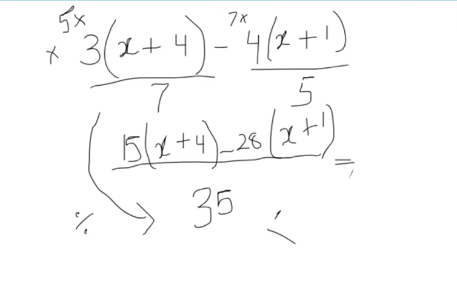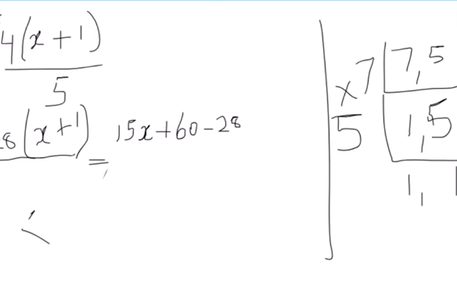Okay, now I'm going to work out my brackets. 15 by x will give me a total of 15x, plus 15 by 4 will give me 60. Alright, minus 28 by x will give me minus 28x, minus by a plus, I have minus 28 by 1 is going to give me minus 28. Okay, and there we have our numerator all over 35.